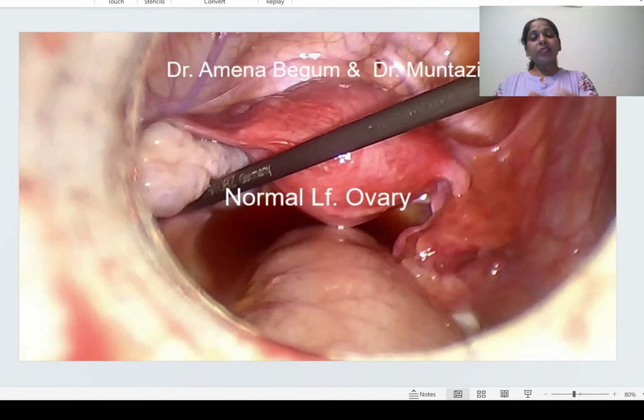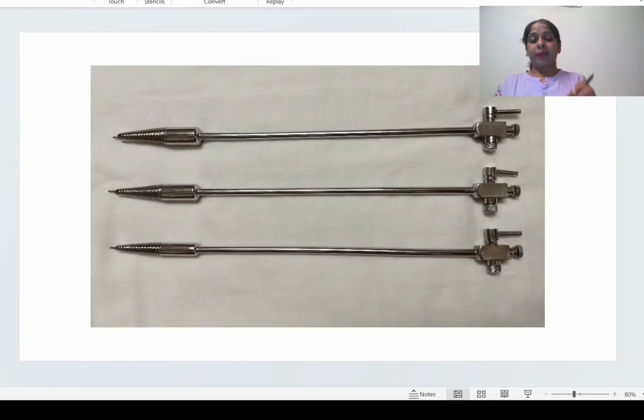Now this is what we see in the laparoscopy. Here we put the dye from the cervix, and here we see the dye in the peritoneal cavity. So if the dye is coming, it means the tubes are intact. And the last, this is the image of the Leach-Wilkinson cannula, which is used to do the hysteroscopy.